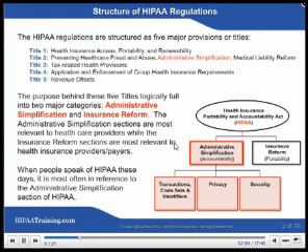reform. The administrative simplification sections are most relevant to healthcare providers, while the insurance reform sections are most relevant to health insurance providers or payers. When people speak of HIPAA these days, it is most often in reference to the administrative simplification section of HIPAA.